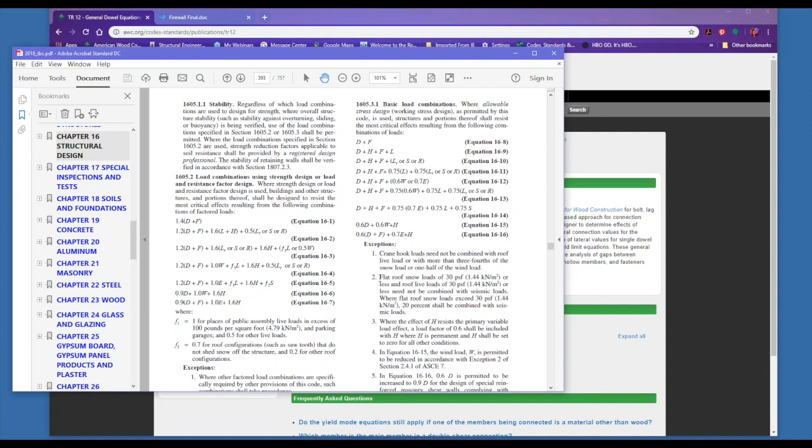And that is where we have flat roof snow loads of 30 pounds per square foot or less, and roof live loads of 30 pounds per square foot or less, then it need not be combined with seismic loads. And that's just when we're doing our lateral loads on our building for seismic design. Then the snow load is not included. But if you're over 30 pounds per square foot, or the roof live loads are over 30 pounds per square foot, then it does need to be included.